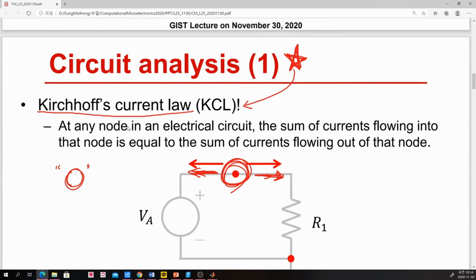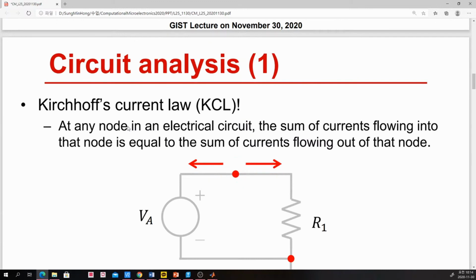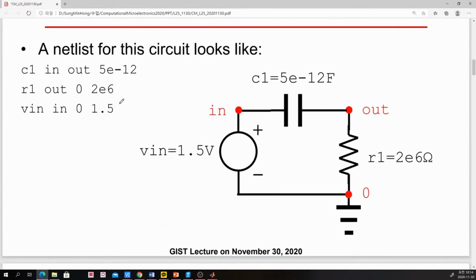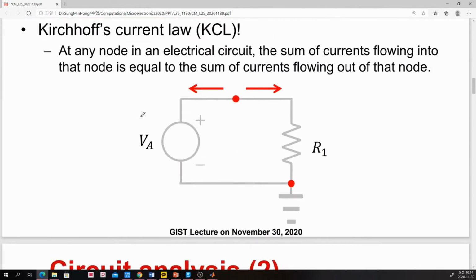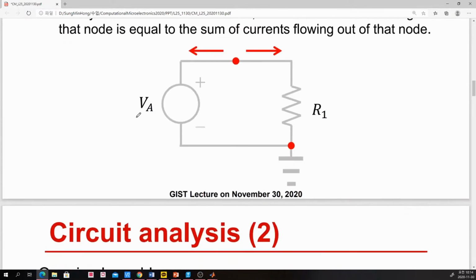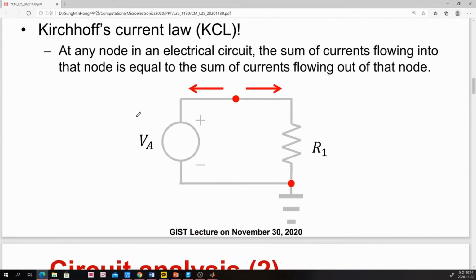So since we have to apply Kirchhoff's current law, we need node information. So when you have a circuit netlist, please extract the node information, and for each node just apply KCL. Then that's it.